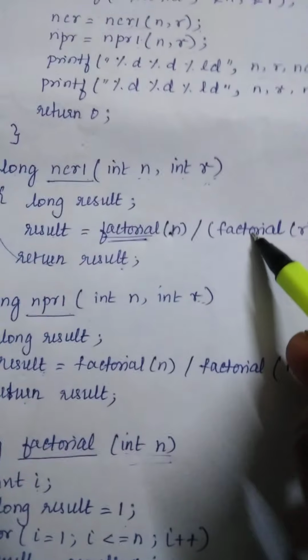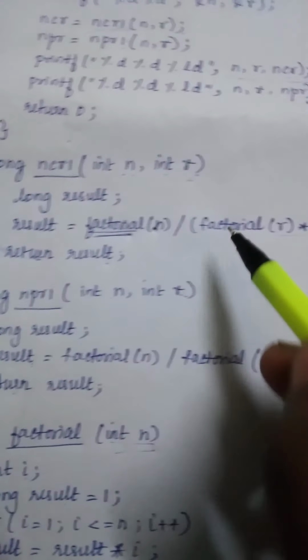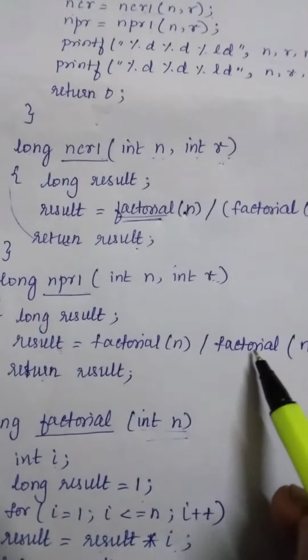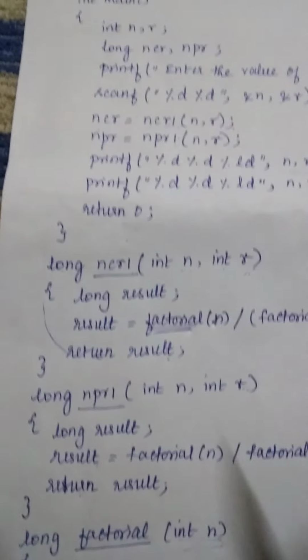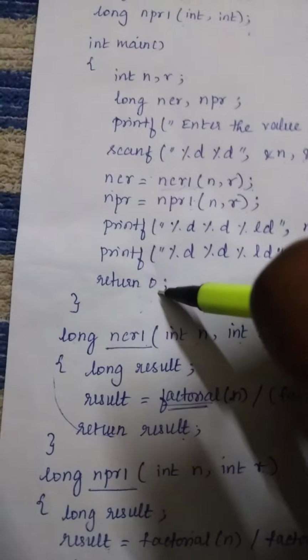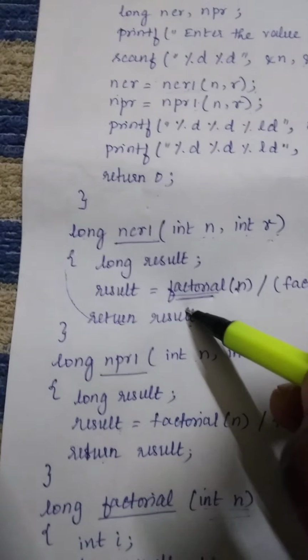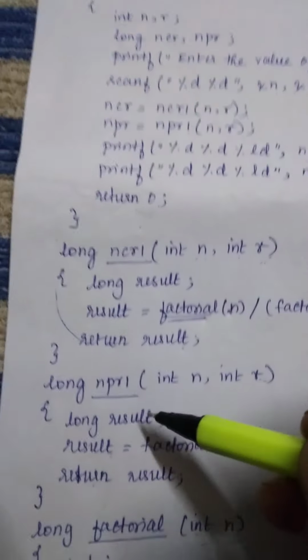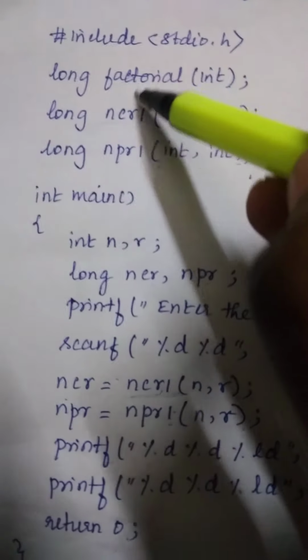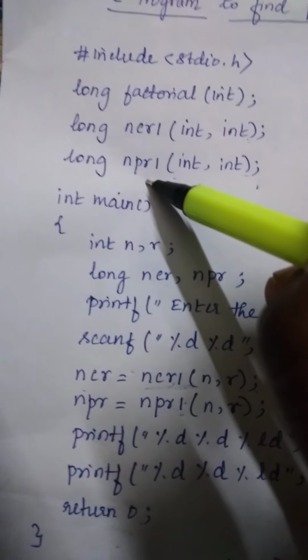Similarly, this factorial function is called again here. Similarly, here also the factorial function is called 2 times. So altogether there is 1 main program and 3 sub functions, and we are declaring all these 3 sub functions above.